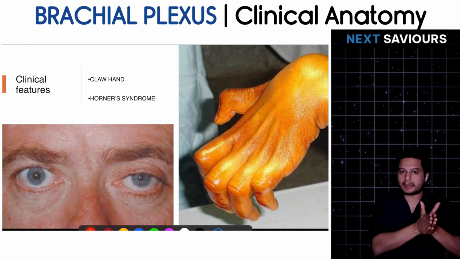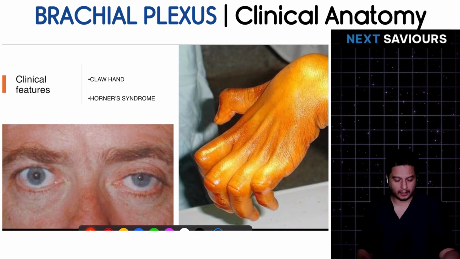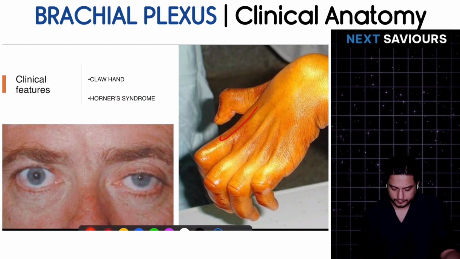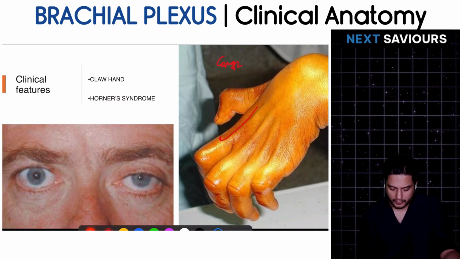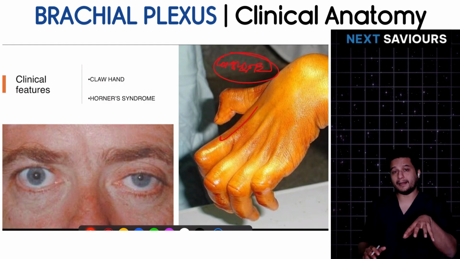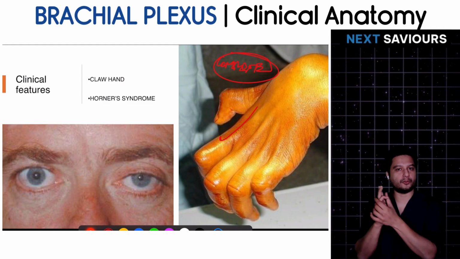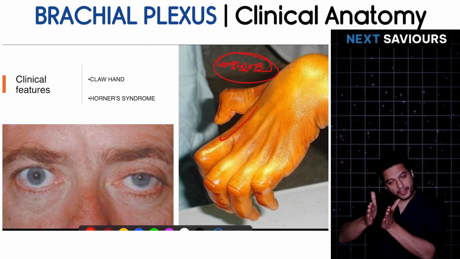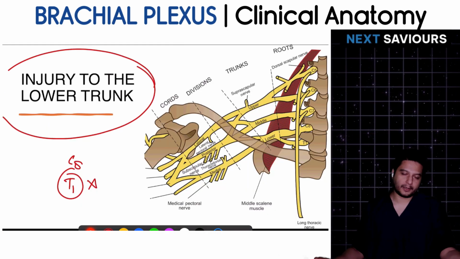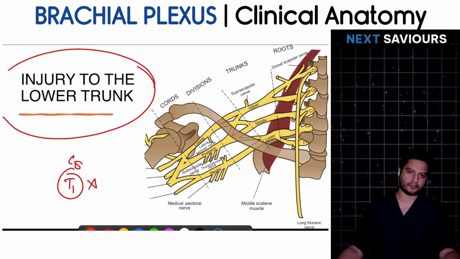Now, how is this Klumpke's palsy different from the ulnar claw? In case of Klumpke's palsy, there is going to be a complete claw. That means all four fingers would be affected. While in case of ulnar claw, there is going to be clawing of the medial two fingers in comparison to the lateral two. So this is the major distinction between the two. Now, why is it known by the name of Klumpke? As you already know, it is named after the person who identified this disease and the clinical features.